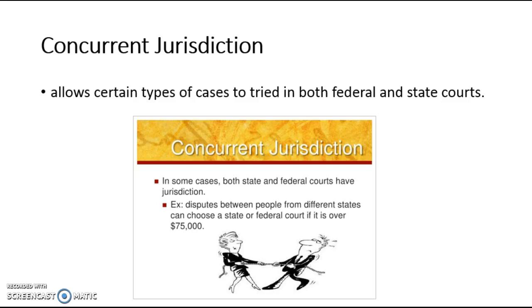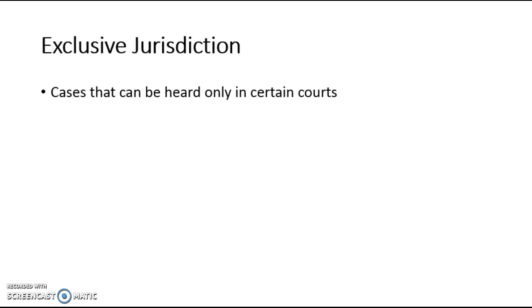Concurrent jurisdiction just allows certain types of cases to be tried in both federal and state courts. And this cartoon says, example, disputes between people from different states can choose a state or federal court if the amount of money the dispute is over is $75,000. Exclusive jurisdiction just means cases can be heard only in certain courts.